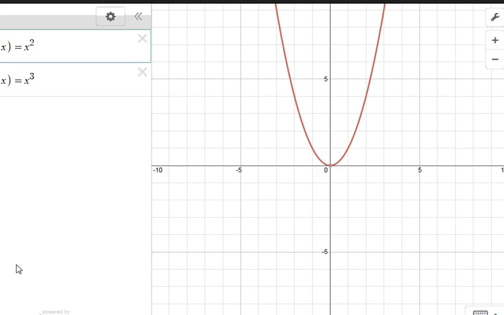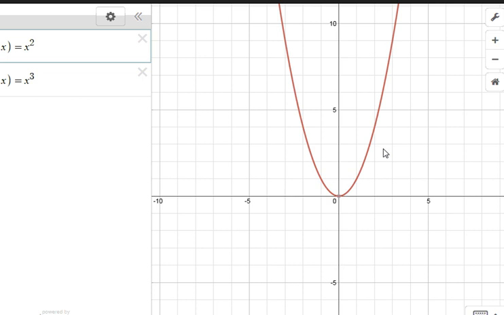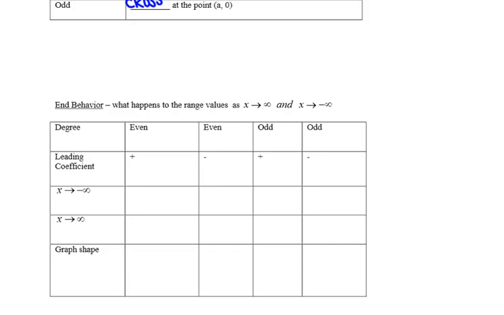So notice here I have x squared. Okay? Now, the leading coefficient is positive, and the degree is even because the degree is 2. Now, notice that the graph is going up in both directions. So as x approaches negative infinity, the range is approaching positive infinity. And as x is approaching positive infinity, the range value is approaching positive infinity also. Okay? So we can go back to our sheet then momentarily.